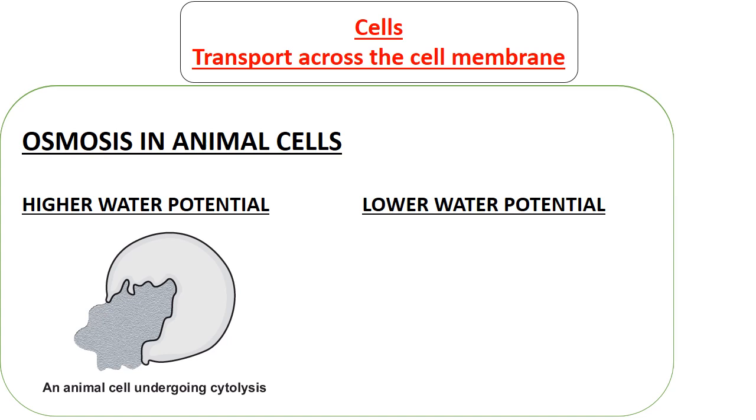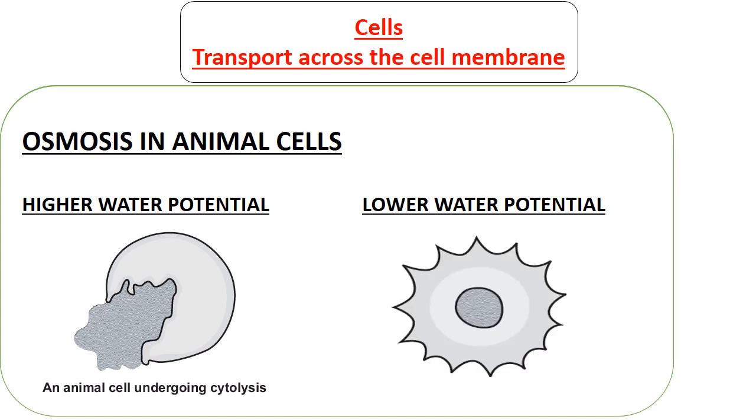What if you put an animal cell in a solution with lower water potential? With lower water potential, which means the concentration of water inside the cell is higher than outside the cell, the water will move from the inside of the cell to the outside of the cell, resulting in the cell shrinking like this. A cell in this state is said to have undergone crenation. So these are the effects of osmosis in plant cells and animal cells.